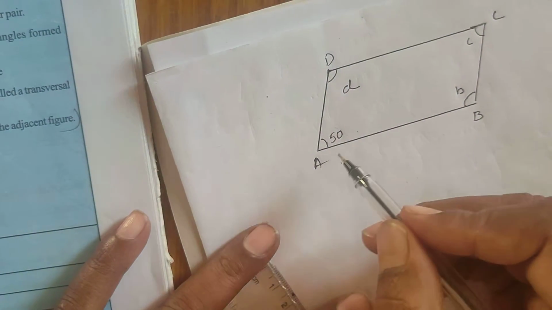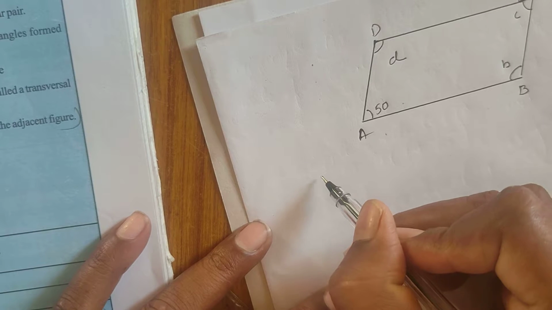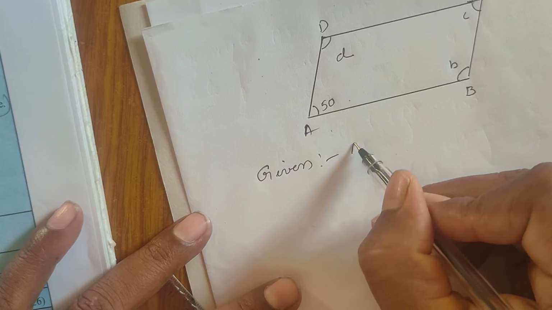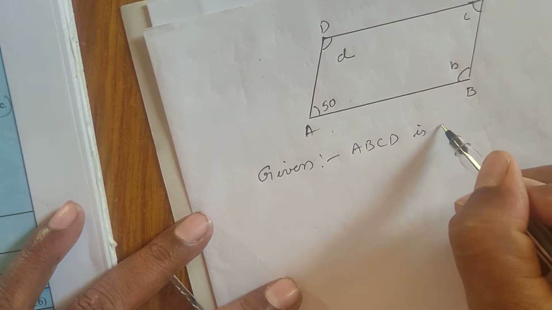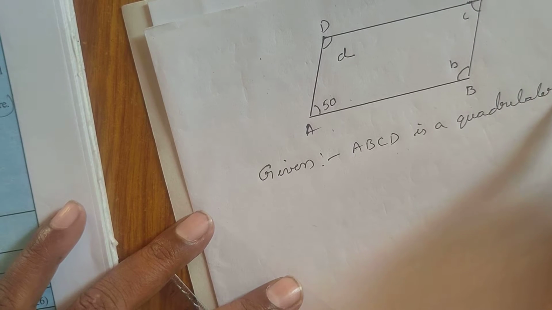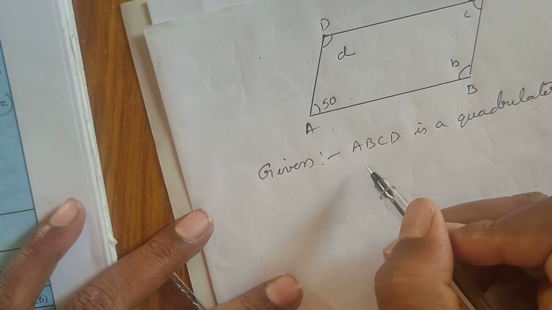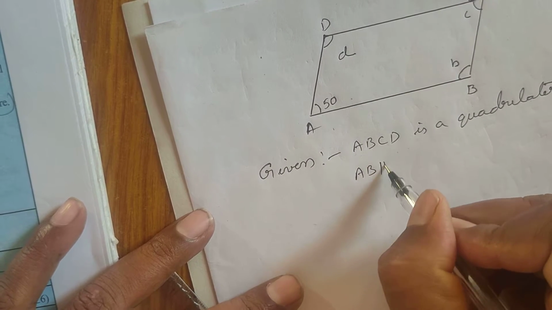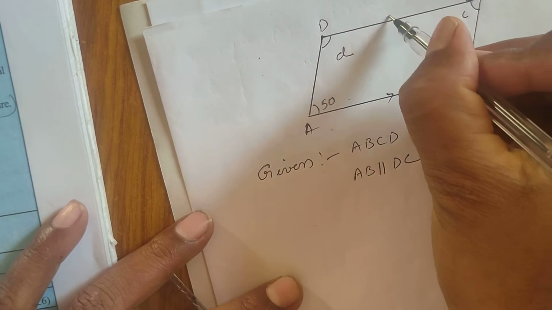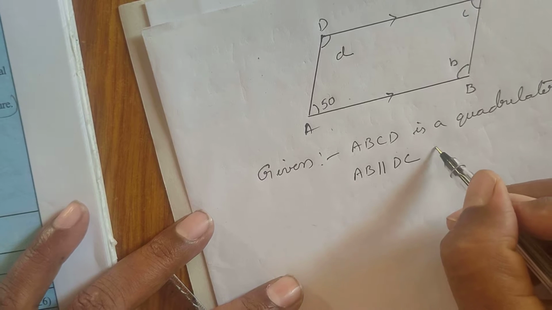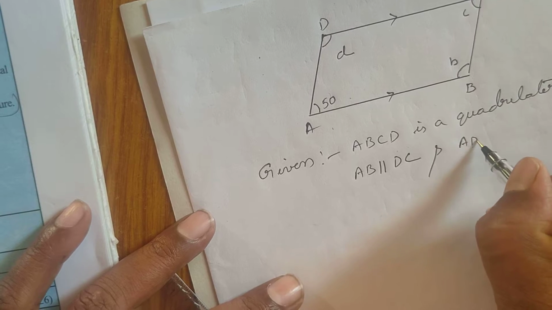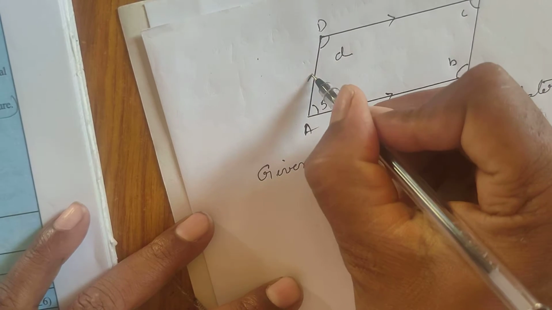Okay, what has he given? So write down the given also. Given: ABCD is a quadrilateral. Then he has given AB is parallel to DC. So arrow marks are given here and here: AB is parallel to DC. And also AD is parallel to BC, which means this is also parallel.